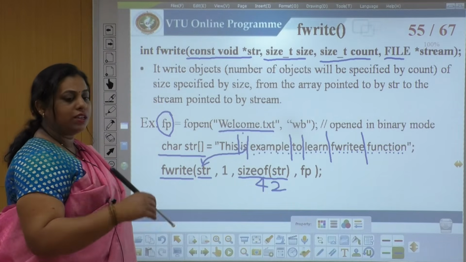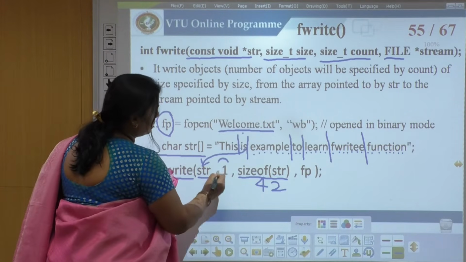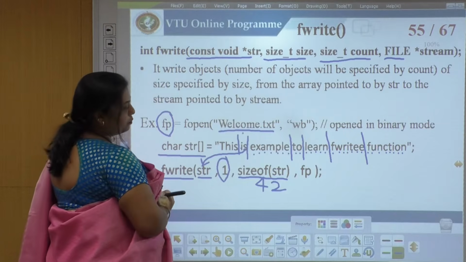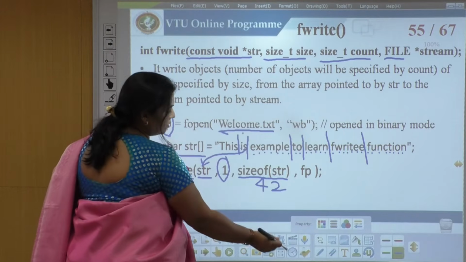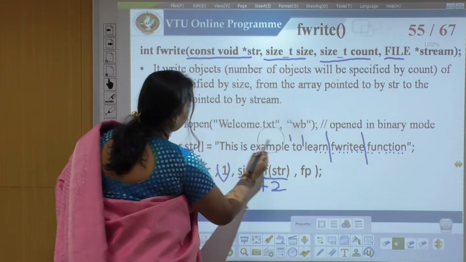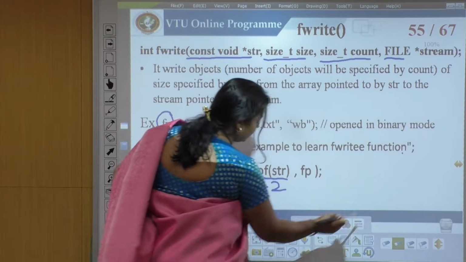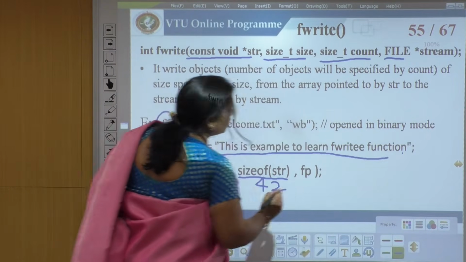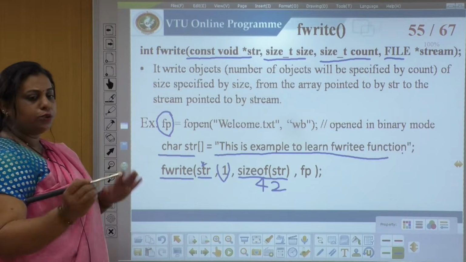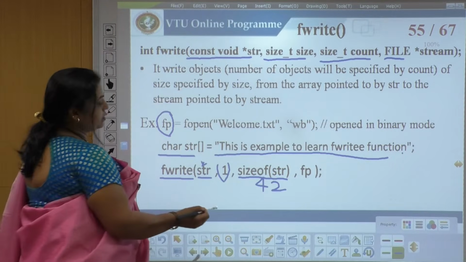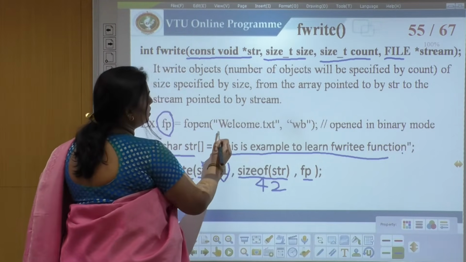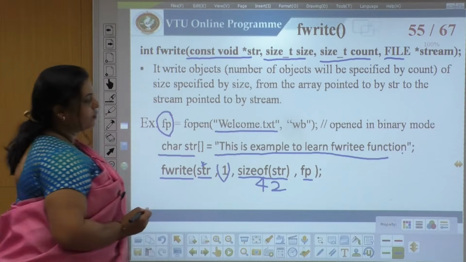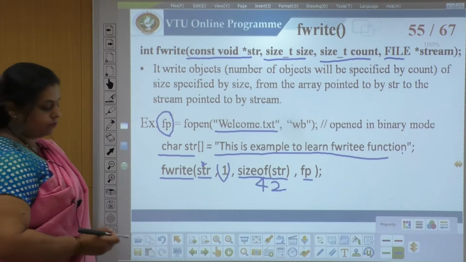How many such blocks I want to read? I will be reading one block. The meaning is whole content, which is the whole content of 42 characters, right? This is example for learning fwrite function will be written to the file pointed by the pointer fp, which is welcome.txt.